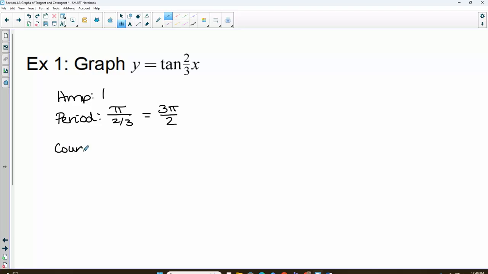The count by, we're still just going to take our period divided by 4 to get those nice points on our graph. So that gives me 3 pi over 8. I recommend doing an interval on all of these.